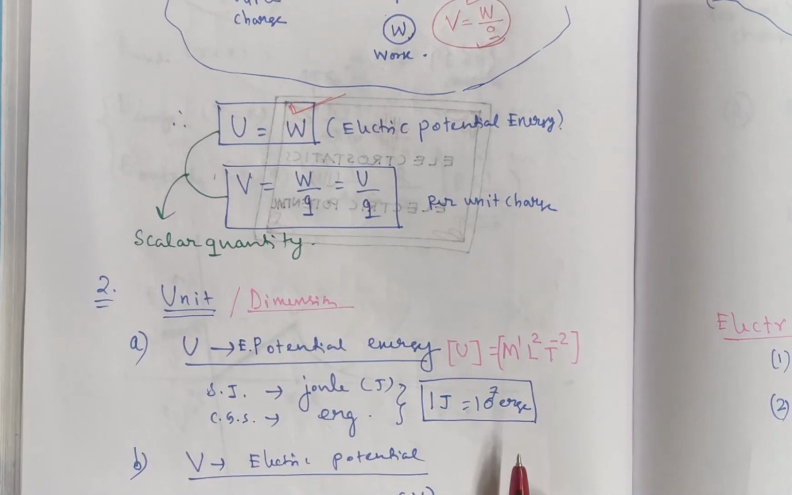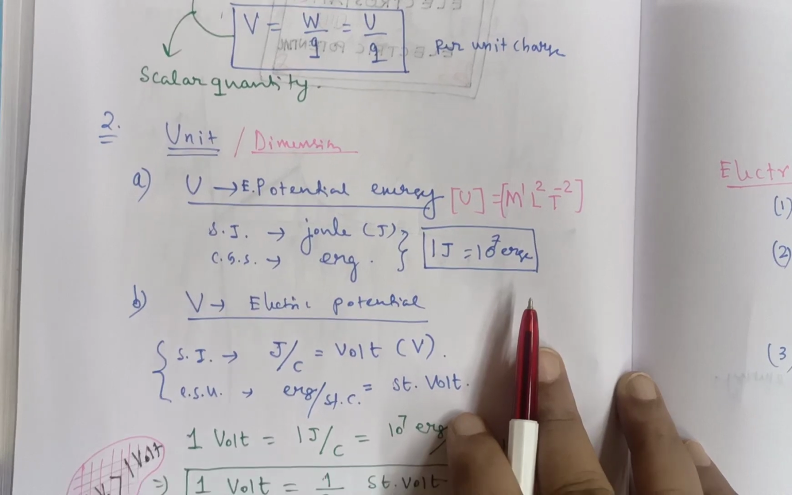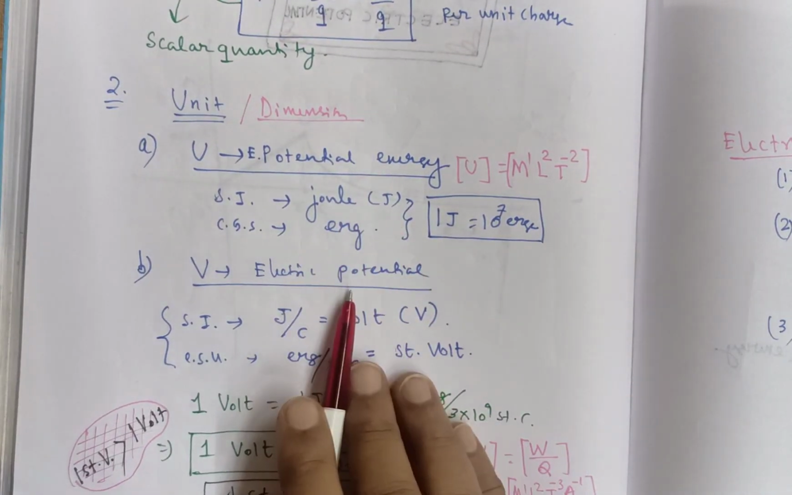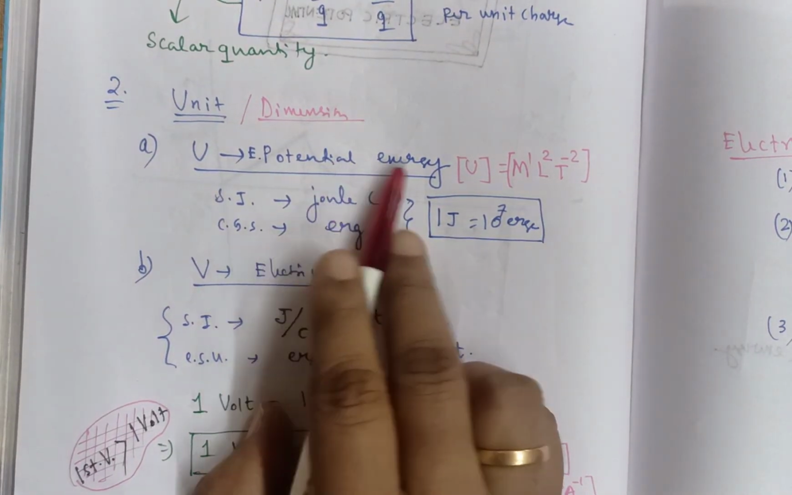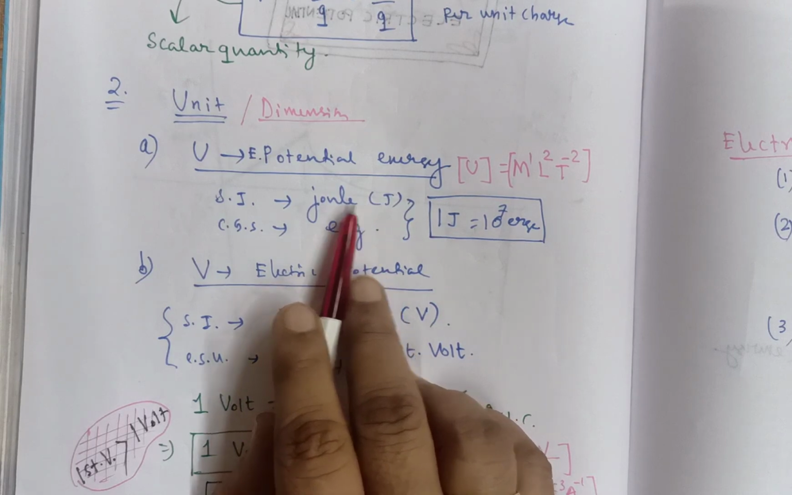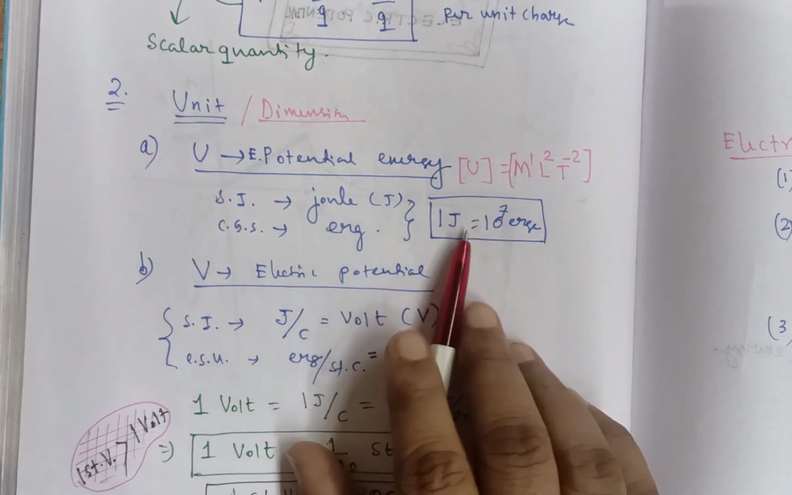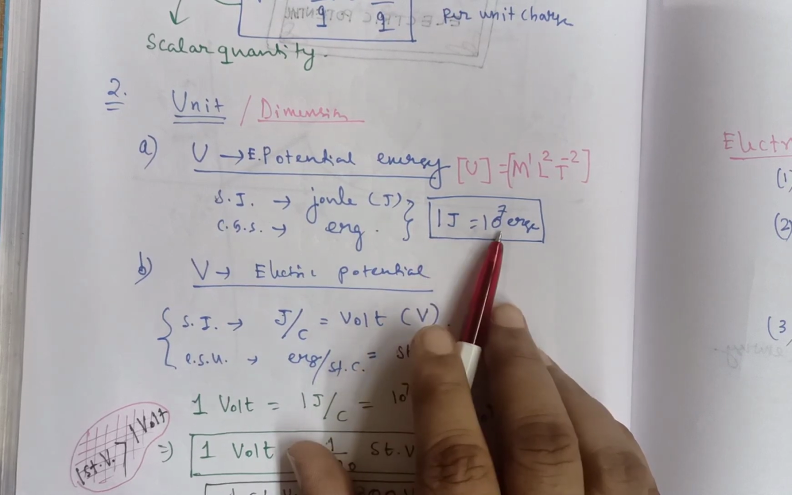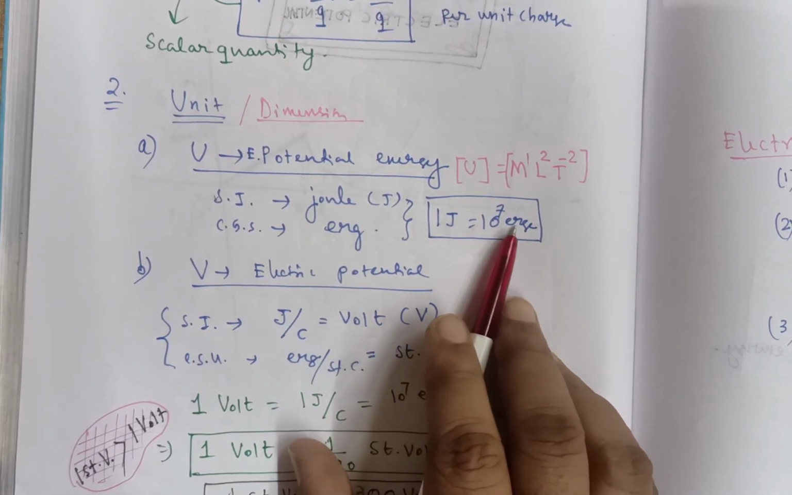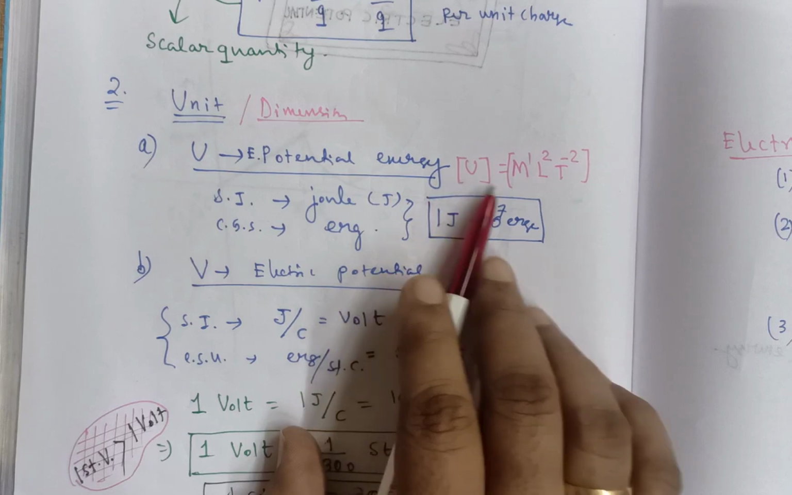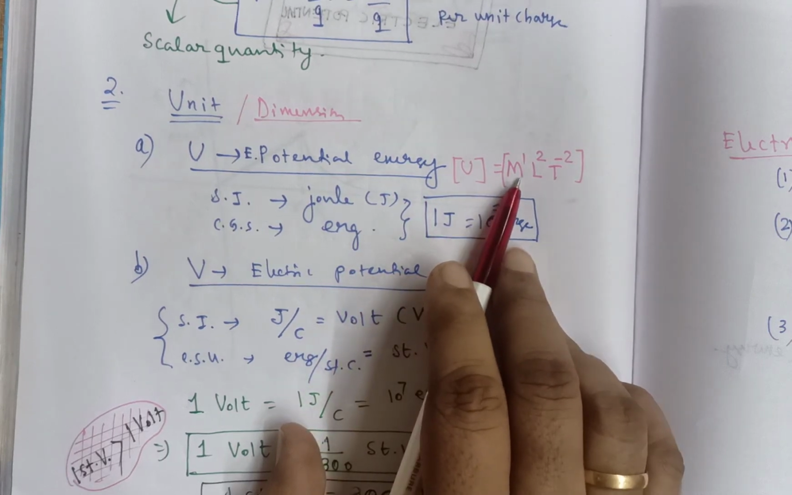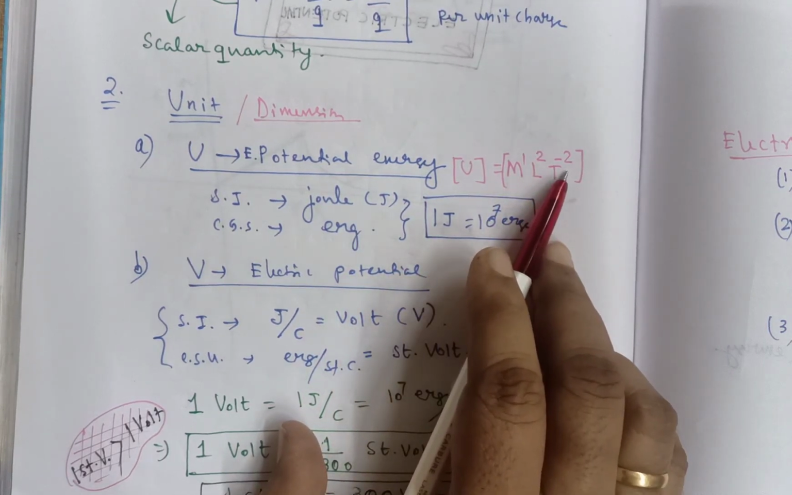Now we will discuss its unit and dimension. First we will recall potential energy, then we will discuss electric potential. Potential energy means some amount of work, that means its SI unit is joule and CGS unit is erg. In 11th class you know that 1 joule is equal to 10 to the power 7 erg. What will be its dimension? It is the same as work or energy, that means M^1 L^2 T^-2.